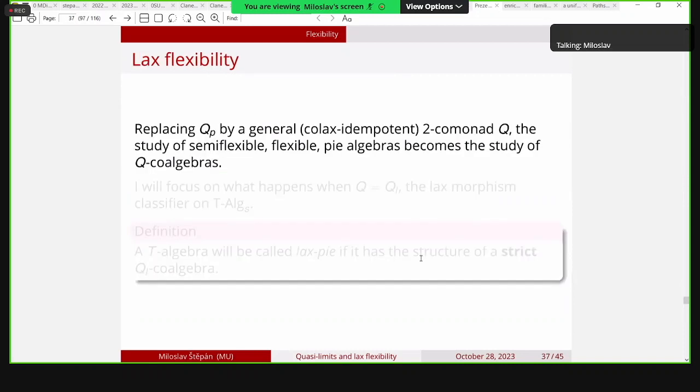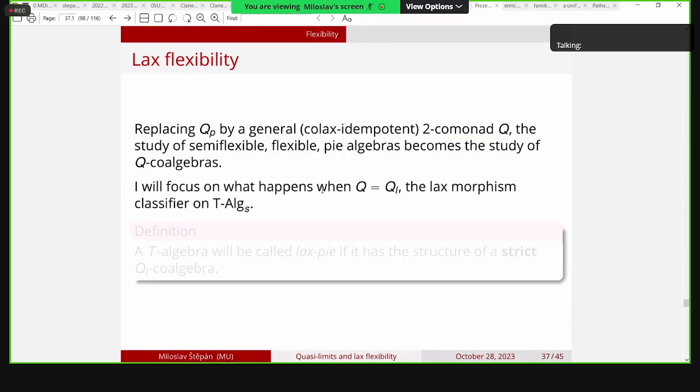So now I've told you how you can replace the pseudomorphism classifier comonad by a general 2-comonad that's pseudo-idempotent or quasi-idempotent. Now, if you replace Q_P by a general quasi-idempotent comonad, the study of semi-flexible, flexible, and pie algebras becomes the study of just Q-coalgebras.